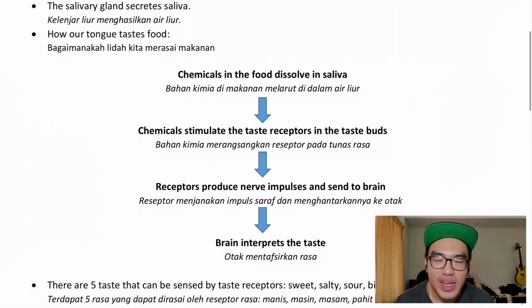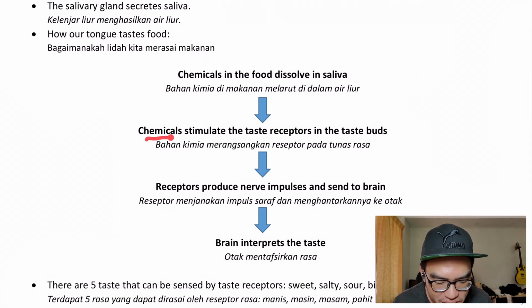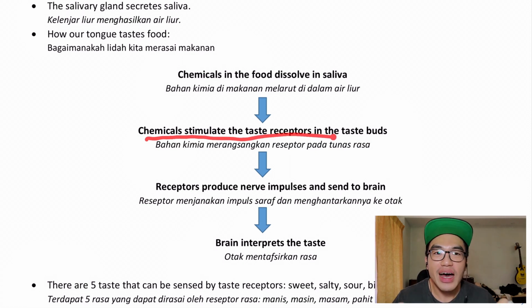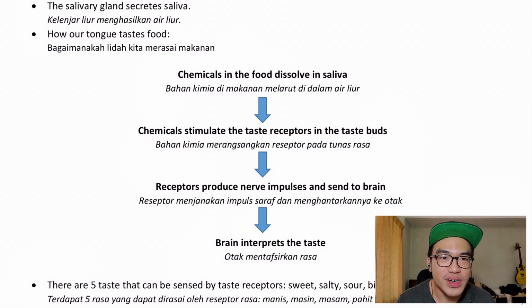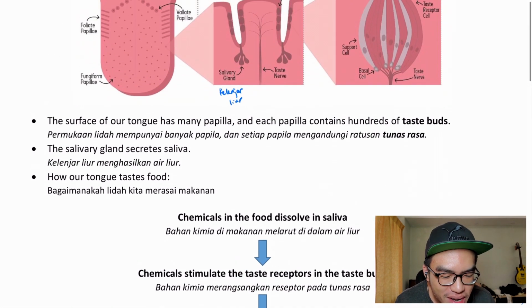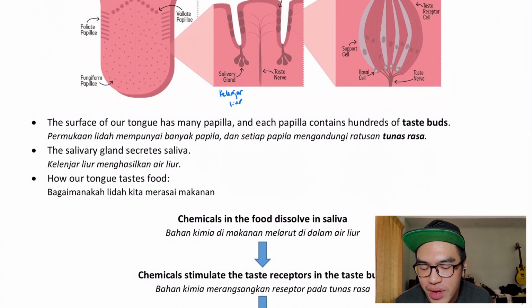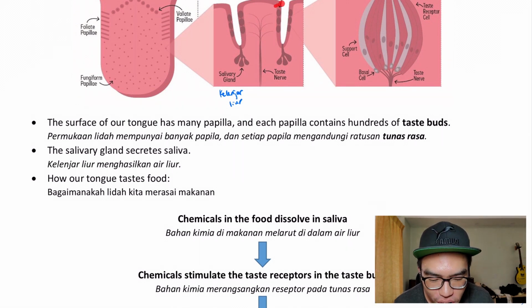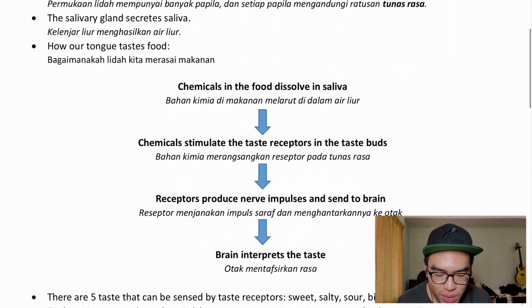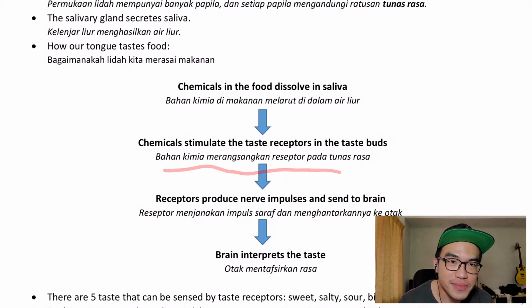Next, let's look at the second step. What happens next? Chemicals stimulate the taste receptor in the taste bud. After dissolving in the saliva, the saliva, which contains the chemical, will stimulate all these tiny taste buds, millions of them if you still remember them, located on your papilla. Or in BM we say bahan kimia merangsangkan reseptor pada tunas rasa.